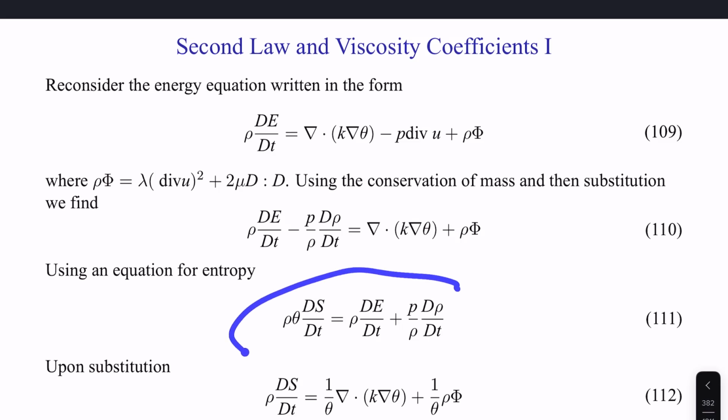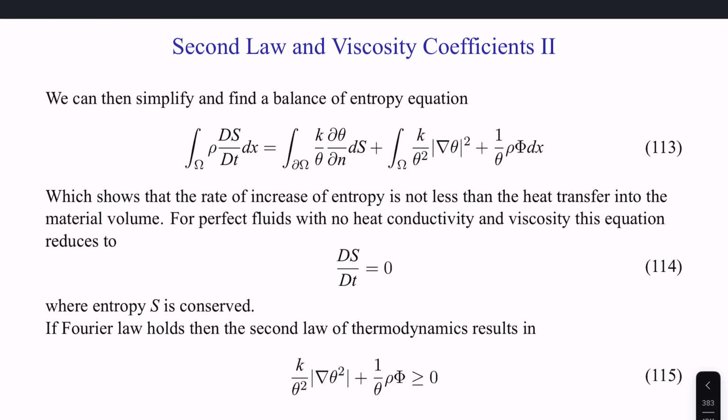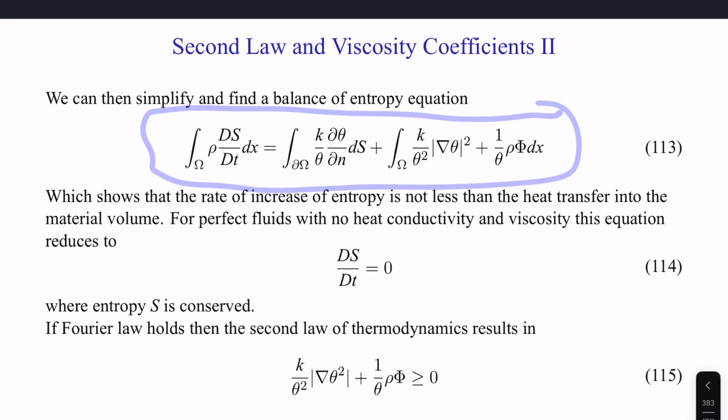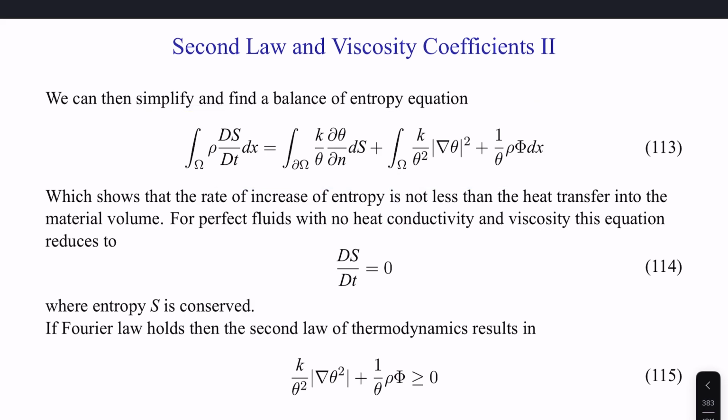Now we use the equation for entropy. Here S is entropy, so this is the conservation or increase of entropy equation with energy. If we substitute in 110 with this equation, then we'll find a balance of entropy equation in integral form. Remember, the omegas are volumetric integrals. S is the material derivative of entropy.